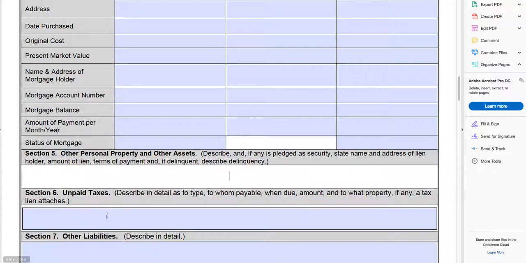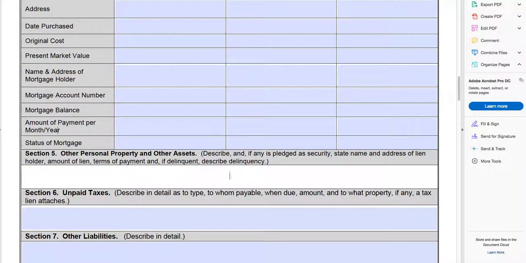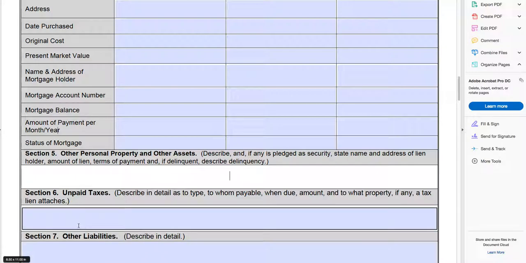Okay. Section 6, if you owe tax to the federal government, then you cannot get approved for an SBA loan until that debt is resolved or a payment plan is created, and you just want to put together what type of unpaid taxes that you have. If you have any tax lien, you want to detail those, and then if you have a payment plan, you want to detail that as well here.